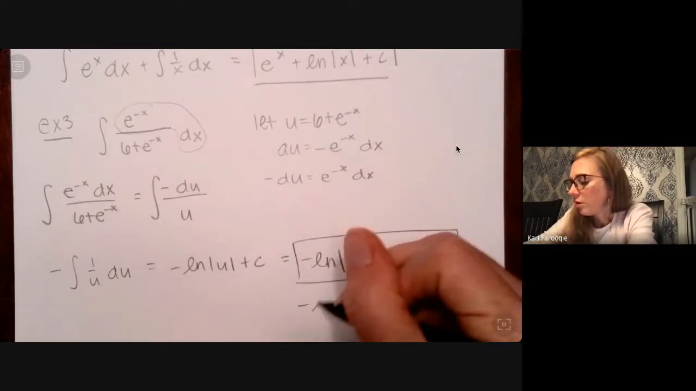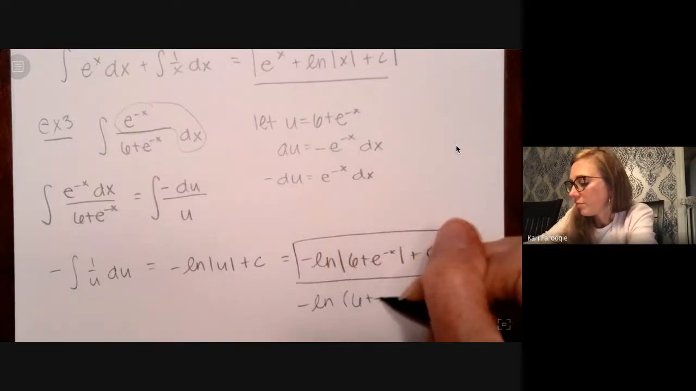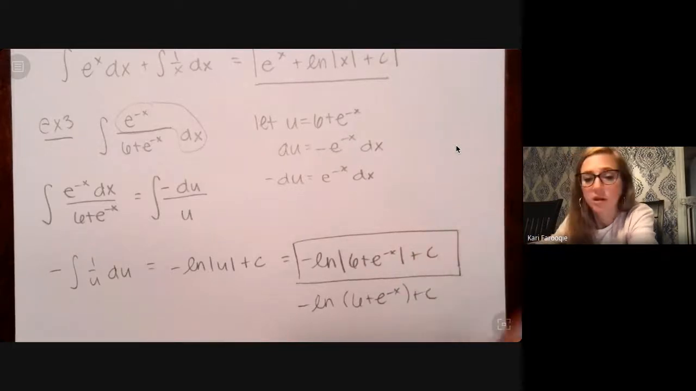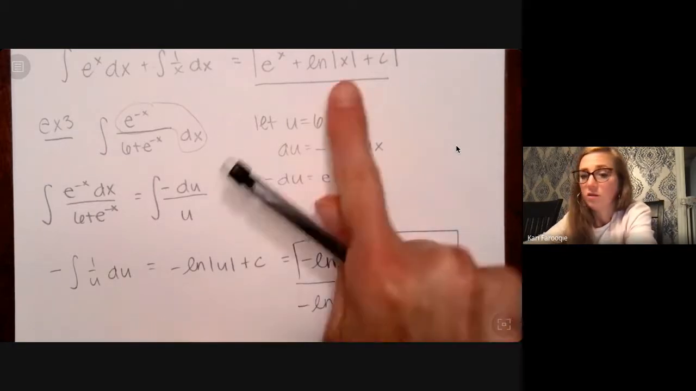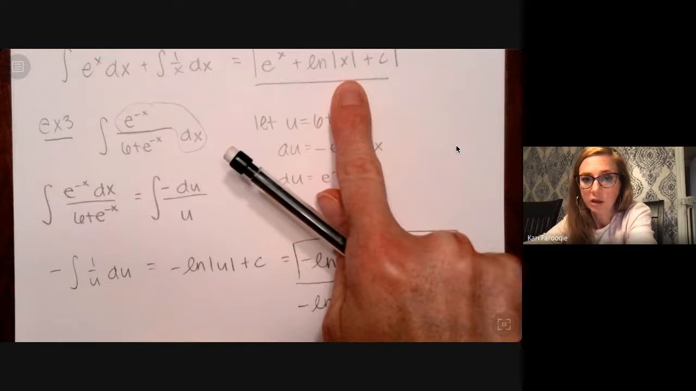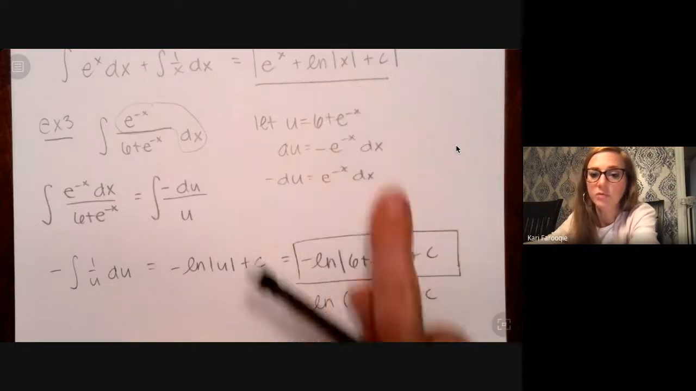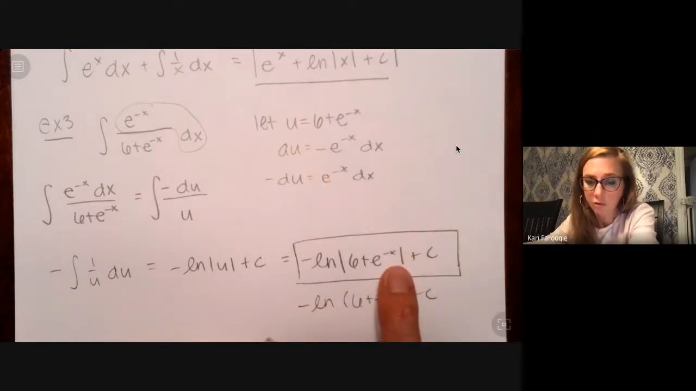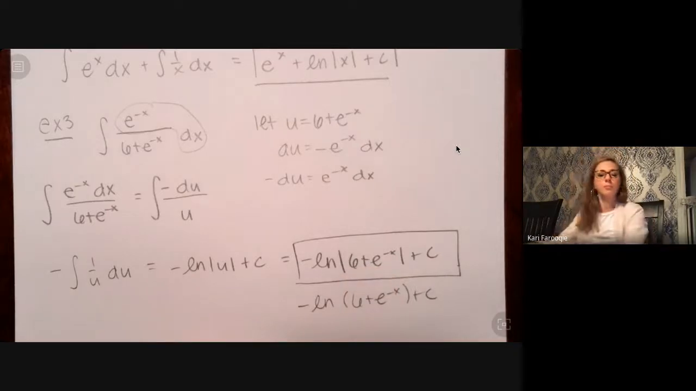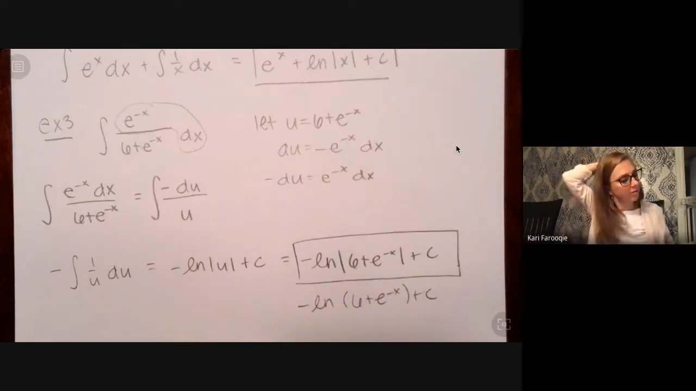If you wrote this without absolute value bars, in this particular case, it would be okay because 6 plus e to the negative x can never be negative, so you don't ever have to force it to be negative. It's not a huge deal, but in a case like this, yeah, you have to have the bars because x can be negative or positive. But e to the negative x is always positive, and 6 plus that quantity is also always going to be positive. So you can write it like that.